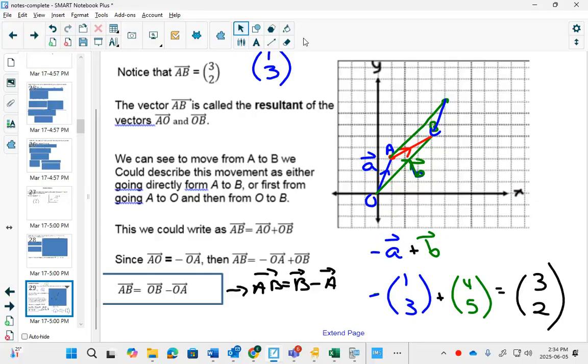So if I do B minus A, I first go B, then I go minus A. It's the same as going from A to B. Or I could first go minus A and then to B. Same thing.